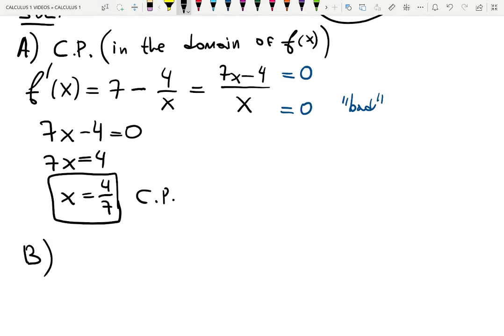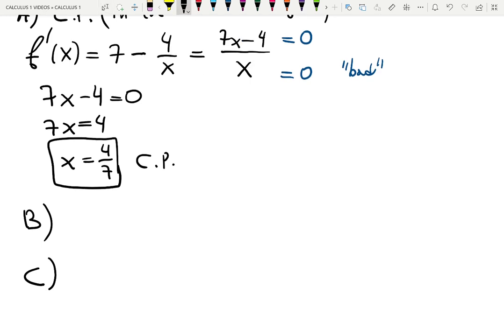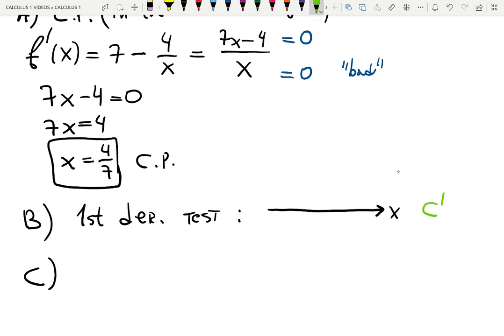B and C are asking us about increasing, decreasing intervals. So B and C go together. I will sketch the sign line. So the first derivative test. You can do the second derivative test if you want, but that's mostly for the minimum and maximum. So the first derivative test, I'll draw the sign line where x is the input. The sign line is for the derivative, not the original function. I'll put the critical points on the sign line. I also indicate that it has to be positive.